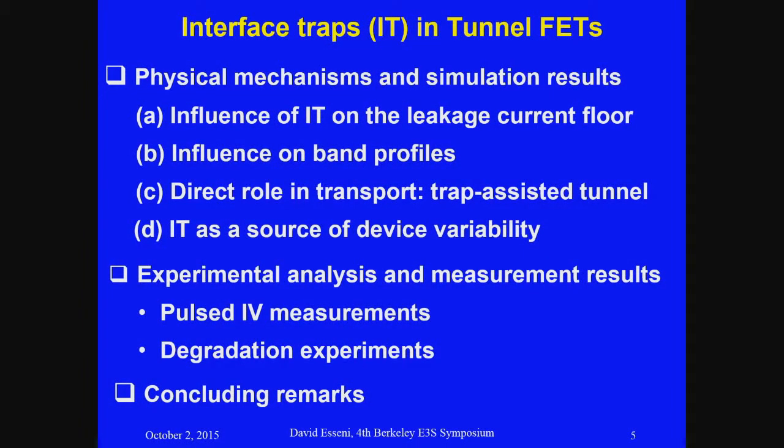And so I will essentially, first of all, address a few topics related to the physical mechanisms, mainly based on simulation results. So what has actually been claimed in the literature that interface traps can do to the performance of tunnel FETs. So in terms of leakage current, influence on the band profiles, that's mainly the things that we're all more familiar with because it's similar to MOSFETs. And then direct role in the transport, trap-assisted tunneling, and also as a possible source of variability.